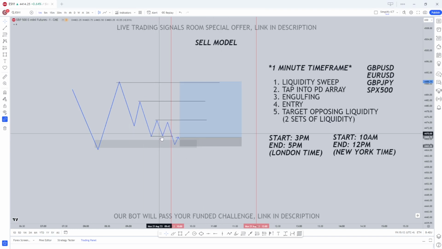So as you can see, equal lows, we got a sweep of that, we got an engulfing to show displacement, and then we enter the trade, place our stop loss below the low, and then target at least 2 sets of the opposing liquidity. So let's get into the live market examples, because that's what really matters.